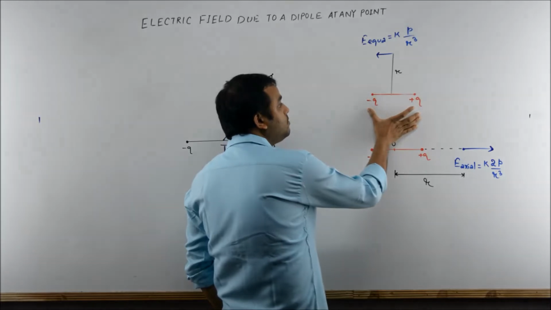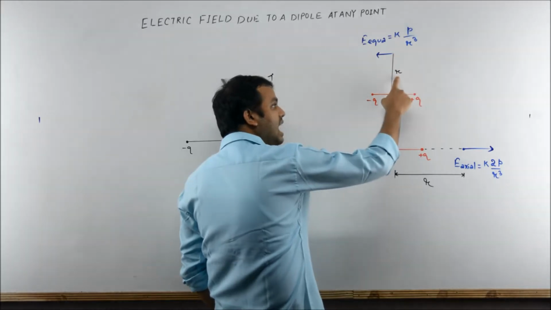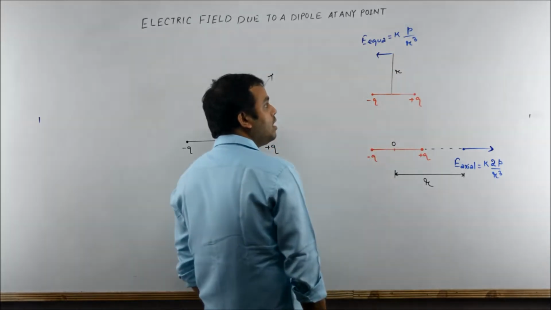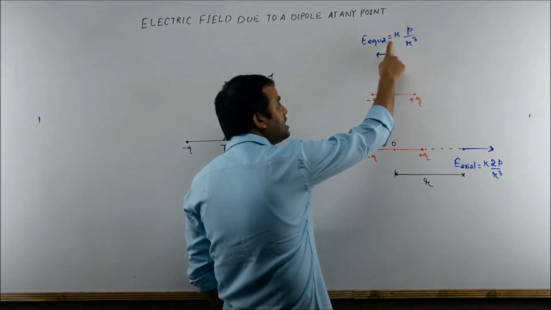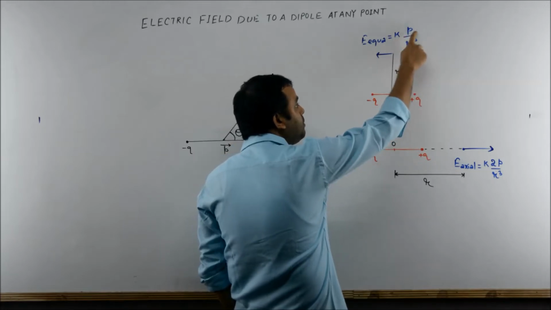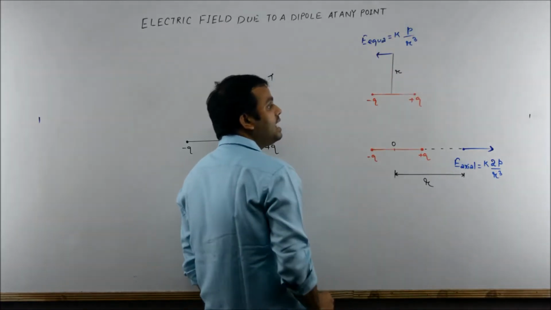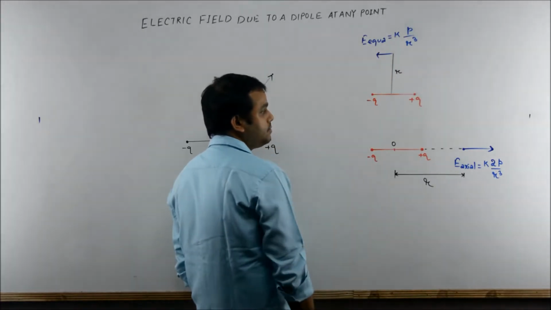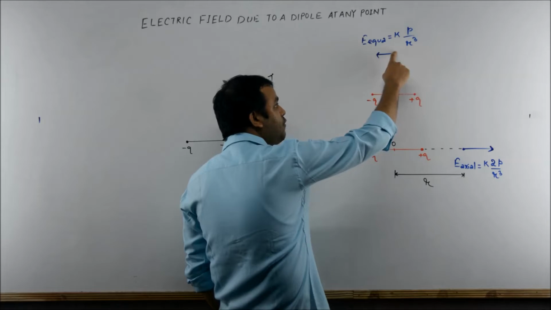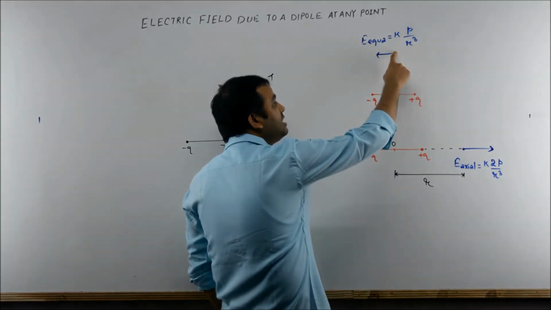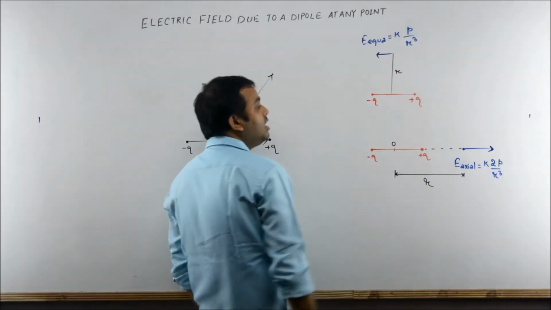Now, this is the dipole and this is one equatorial point which is again at distance r from the midpoint of the dipole. We have already found that electric field at this point is equal to k times p by r cube. What is k? It is 1 by 4 pi epsilon naught. What is p? It's dipole moment of the dipole. What is r? It is the distance of the point where we have calculated the electric field, or you can say it's distance of the equatorial point from the midpoint of the dipole.